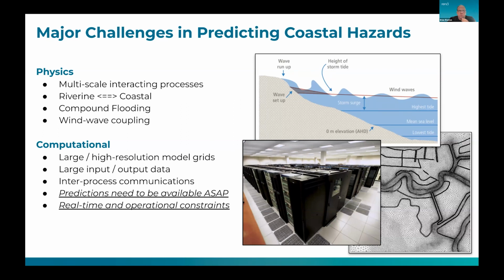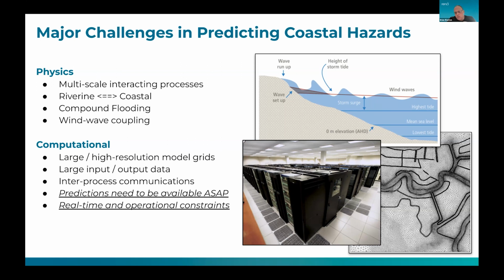It's very important to couple the storm surge model to a wind wave model, which helps simulate what the wind-driven waves look like, because that can be very important. There are also computational challenges. If you want to do this at very high resolution, you need big computers. It generates a lot of data. And you really need to be able to compute and make available information in as close to real time as possible for it to be super useful.